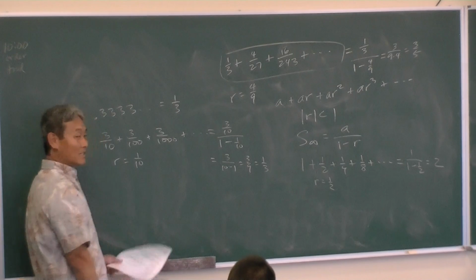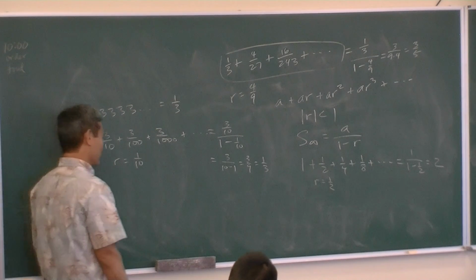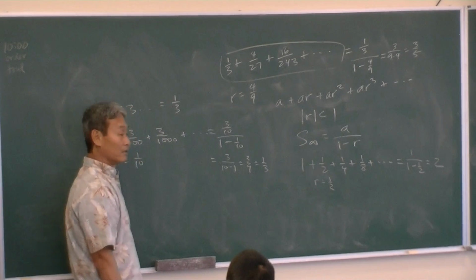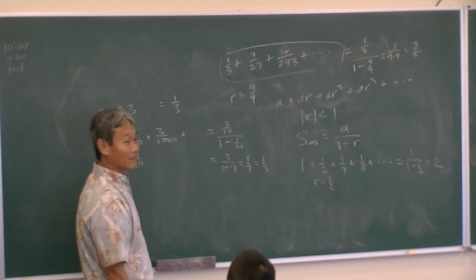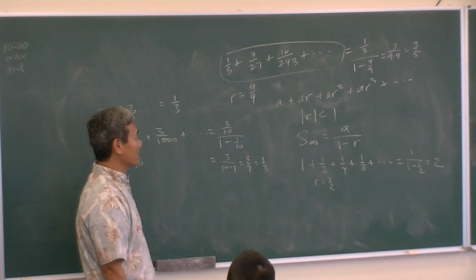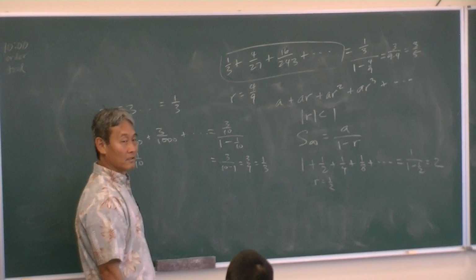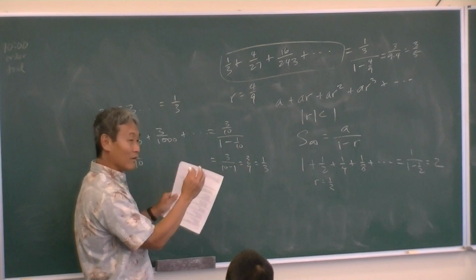Come on! Is this not ringing a bell? What happens when the absolute value of r is greater than 1, or not less than 1? Then the series, we say, diverges. In other words, it doesn't add up to a finite number.